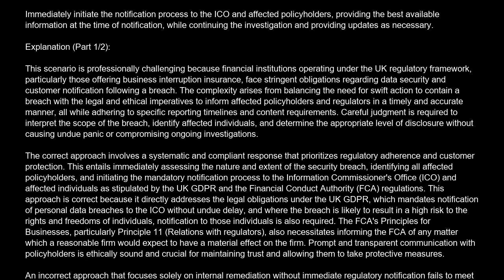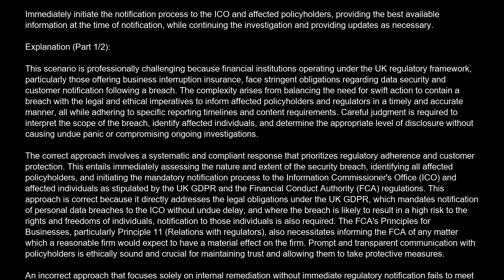content requirements. Careful judgment is required to interpret the scope of the breach, identify affected individuals, and determine the appropriate level of disclosure without causing undue panic or compromising ongoing investigations. The correct approach involves a systematic and compliant response that prioritizes regulatory adherence and customer protection.